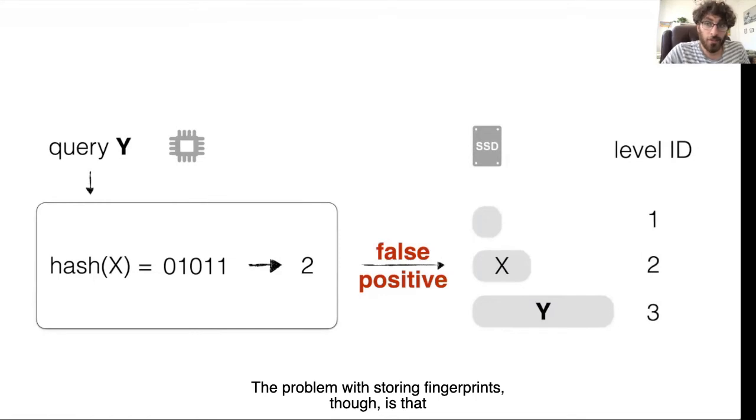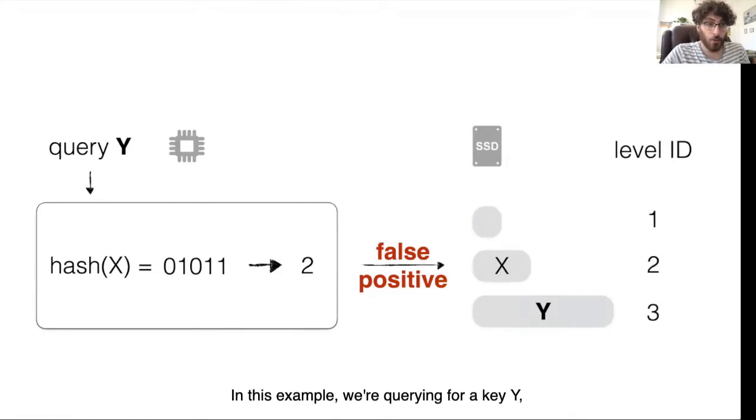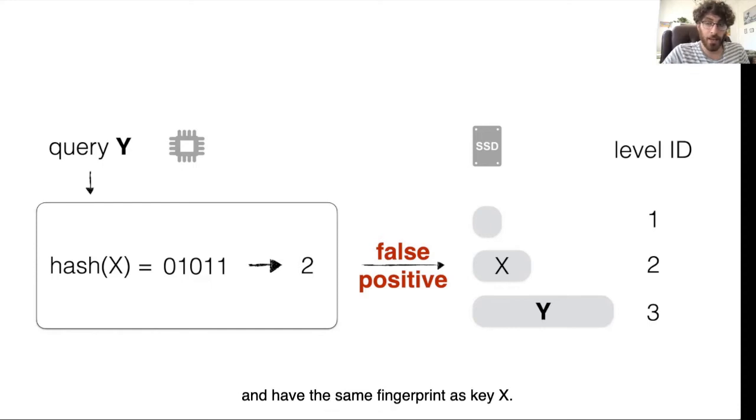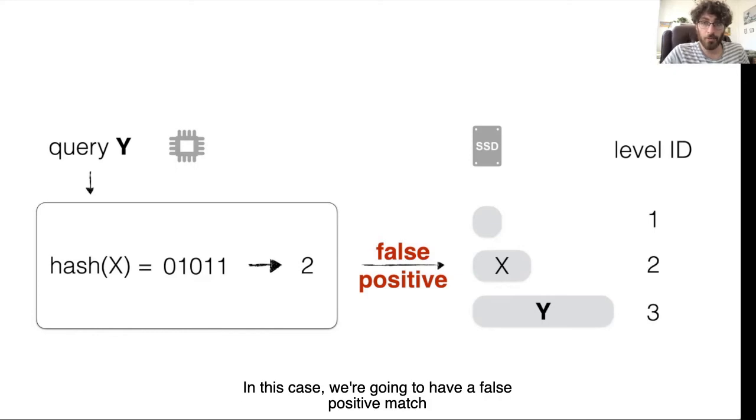The problem with storing fingerprints, though, is that they can lead to false positives. In this example, we're querying for a key Y, which exists at level 3 of the LSM tree. Now, suppose this key happens to map to the same hash bucket and have the same fingerprint as key X. In this case, we're going to have a false positive match for level 2, which is going to lead to one redundant storage access.